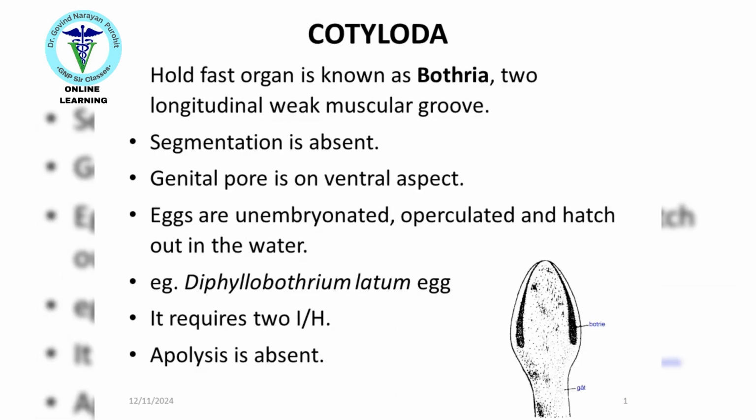Pseudophyllidea have a holdfast organ known as bothria, which are 2 longitudinal weak muscular grooves. Segmentation is absent, and the genital pore is on the ventral aspect. Eggs are unembryonated, operculated, and hatch out in the water. An example is the Diphyllobothrium latum egg, which requires 2 intermediate hosts. Apolysis is absent.